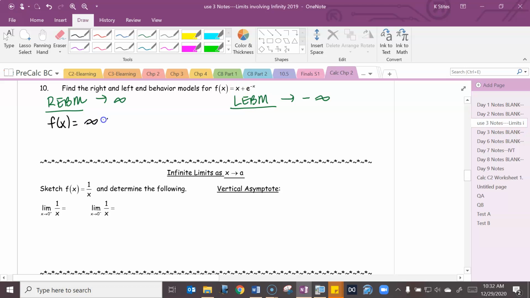X is becoming infinity. Okay, well, infinity, obviously that's really big. E to the negative infinity is really 1 over e to the infinity, so this is 1 divided by a really big number, which is essentially becoming 0. So this guy's bigger, this guy wins out. He wins. So that was related to the x. Your right end behavior model is just y equals x.